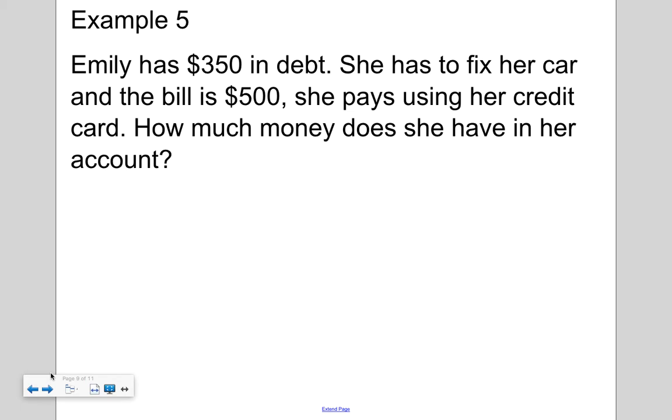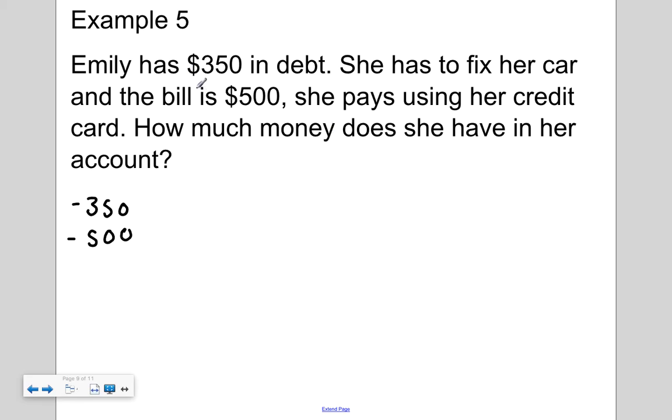Next, we have that Emily has $350 in debt and she has to fix her car, and the bill is $500. She pays using her credit card. How much money does she have in her account? Now we can see that Emily is in debt $350. That's a negative amount. She pays her bill using her credit card and spends $500. Again, that's another negative amount. And we want to know how much money she's going to have in her bank account.